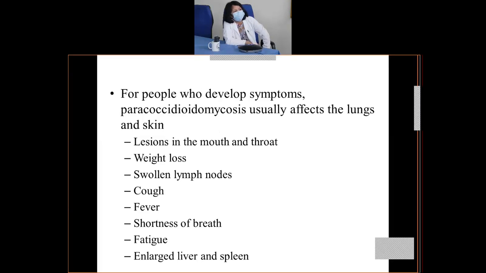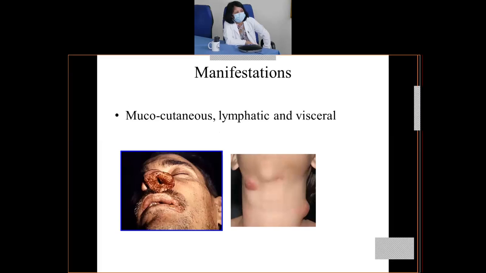So for people who develop symptoms, it usually again affects the lungs and skin. These are the primary sites. It can be in the form of lesions in the mouth and the throat, weight loss, swollen lymph nodes, cough, fever, shortness of breath, fatigue, and even enlarged liver and spleen. So these are the mucocutaneous, lymphatic, and visceral. You can see the lymphatic type on the right side. The lymphatic type is very common in children, so they usually manifest in the form of swollen lymph nodes.